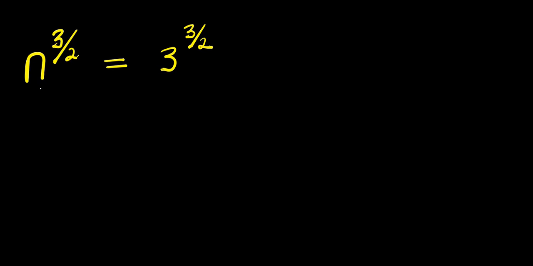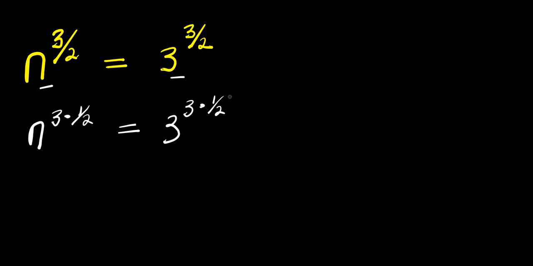Hello, how to solve this: n power 3 over 2 equals 3 power 3 over 2, solving for all values of n that satisfies this equation. So I can express n power 3 over 2 as n power 3 times 1 over 2, and this equals 3 power 3 times 1 over 2.